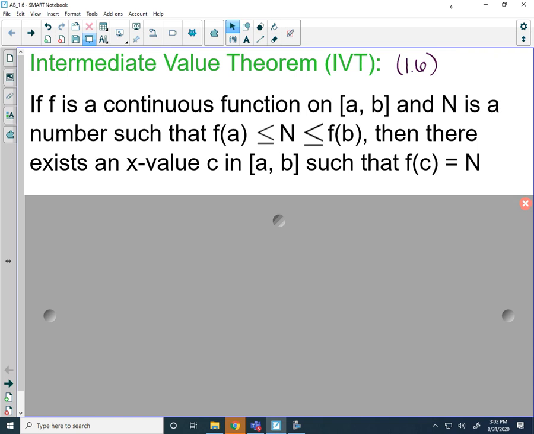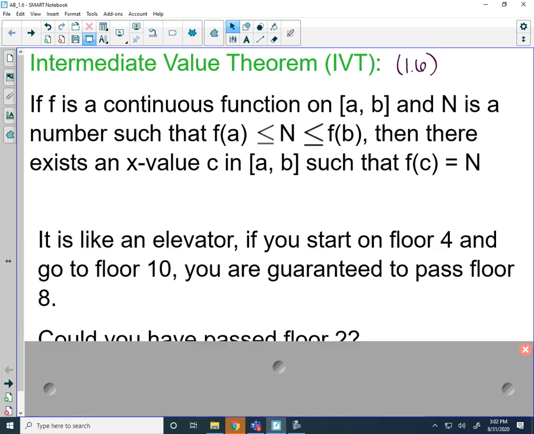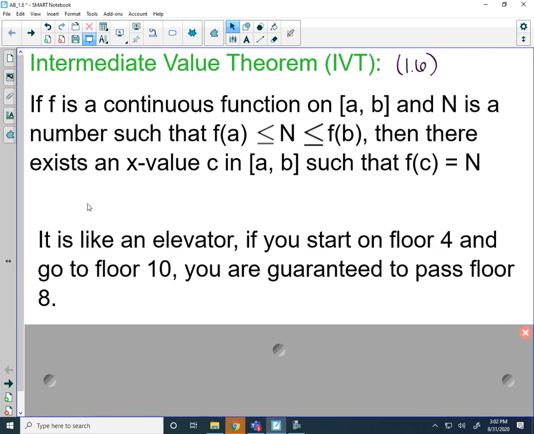Now let's try to understand what this is telling us. So the best example I have is it's like an elevator. If we get on at the 4th floor and we go to the 10th floor, were we guaranteed to pass the 8th floor? Of course we were. There was no way to get from floor 4 to 10 without going through 8. So that's what IVT is essentially telling us.